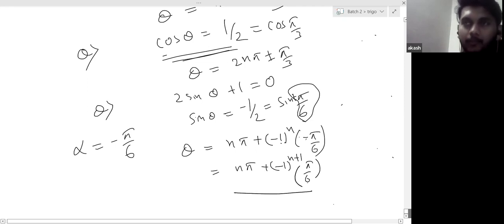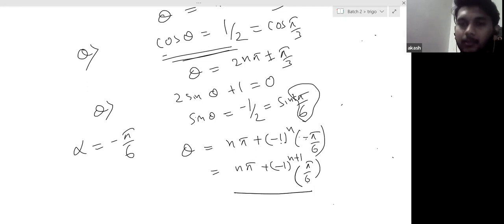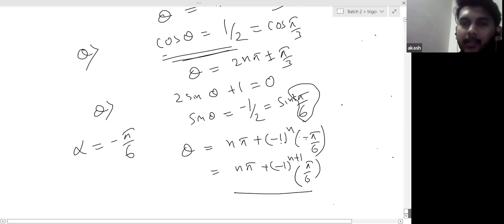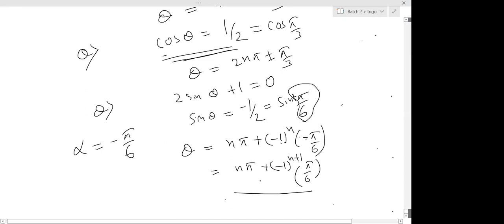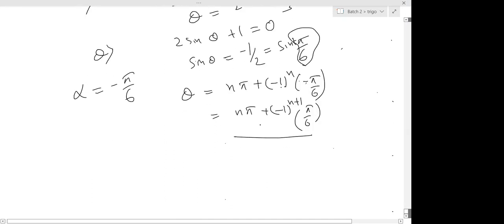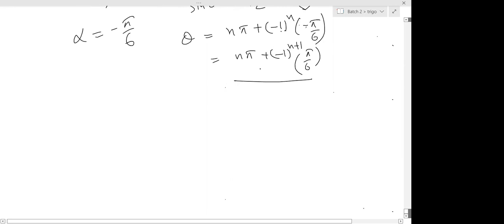But generally, if you find the answers in the NCERT, if you ever have to match the answers, then take 7 pi by 6. Otherwise, this is also not wrong. Let's try to solve another question. Cos 3 theta equals minus half. All right, try to solve this one.